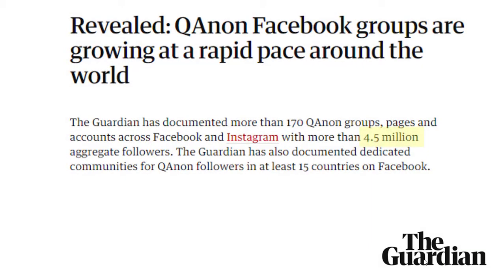And this is not just a small clique or a small cult, it's growing rapidly and it's growing scarily. Another Guardian report, very recent, revealed QAnon Facebook groups are growing at a rapid pace around the world, with more than 4.5 million aggregate followers. This is something we ignore at our peril. Quite how we challenge it, quite if we can challenge it, if there's anything we can do is another matter entirely, but ignoring it is certainly not an option.